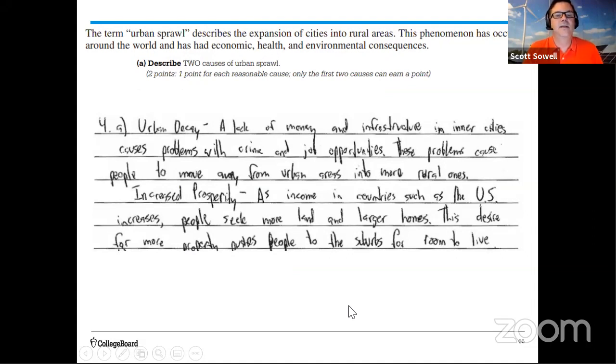So this person says, A, urban decay. A lack of money and infrastructure in inner cities causes problems with crime and job opportunities. These problems cause people to move away from the urban areas and into more rural ones.